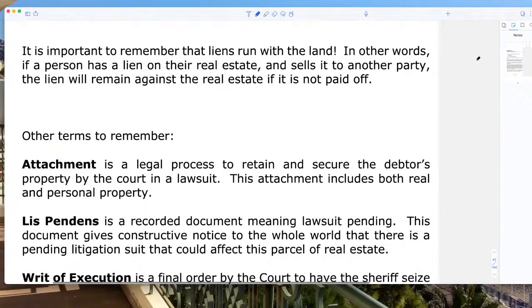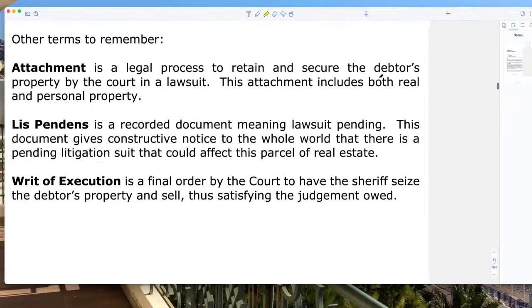This is important that we understand. I'm going to highlight this. It is important to remember that liens run with the land. In other words, if a person has a lien on their real estate and they sell it to another party, the lien will remain against the real estate if it is not paid off. So those liens run with the land.